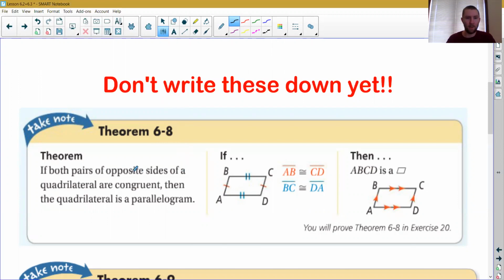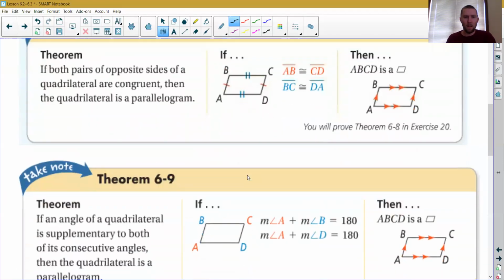And that is that if you have a four-sided shape and both pairs of opposite sides are congruent, then we know that that shape has to be a parallelogram, okay? We don't actually need to know first that the sides are parallel. If we know that both pairs of opposite sides are congruent, that proves that that shape is a parallelogram, okay?